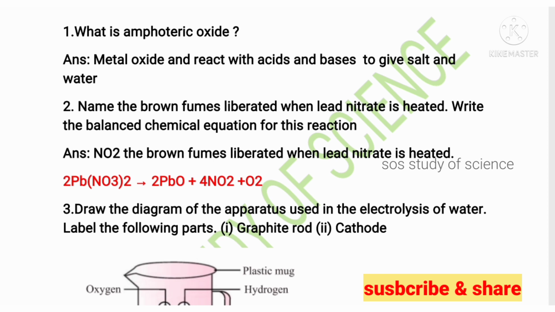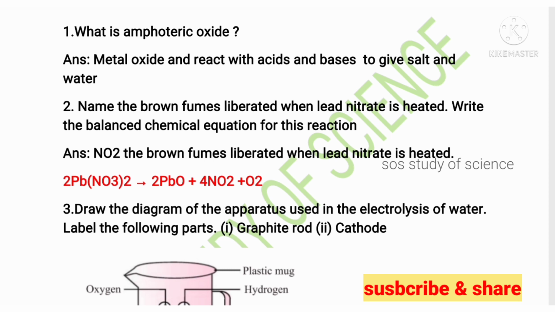First of all, heating lead nitrate is an example of a decomposition reaction. It is an example of a thermal decomposition reaction. So when we heat lead nitrate, we get lead oxide, nitrogen dioxide and oxygen. Here the brown fumes are nitrogen dioxide. It is important to learn how to balance the equation, dear students.